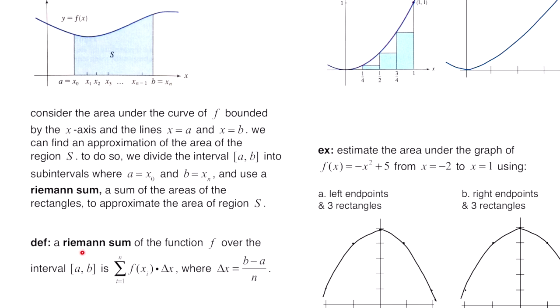Our formal definition for a Riemann sum of a function f over an interval from A to B is going to be this summation notation where you start with i equals 1 to n. This says f of x sub i times change in x, where change in x, here's your formula, is b minus a divided by n. So again, a Riemann sum, with our summation notation, is a sum of areas of rectangles. You can see right here, this is representing the change in x, or the width of the rectangle, and we're multiplying that by the height of each rectangle. Then we add up the areas of those rectangles, and that total is going to be the approximate area under the curve from A to B.